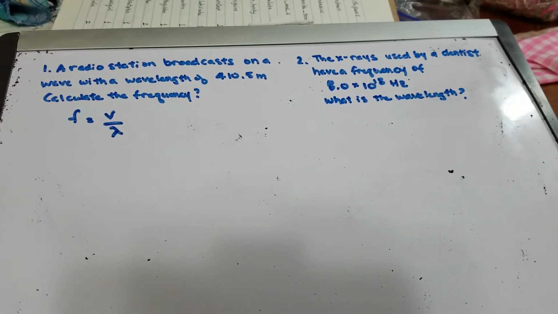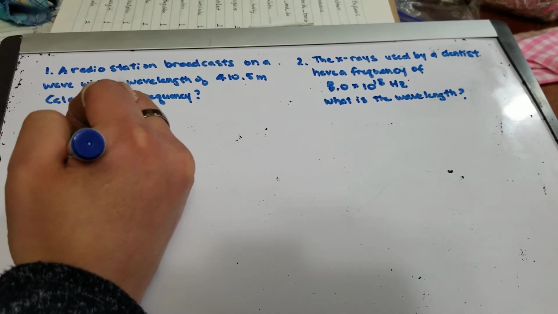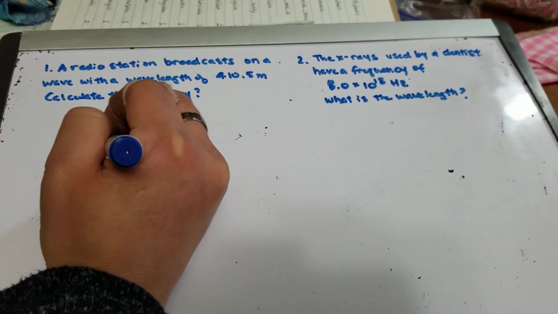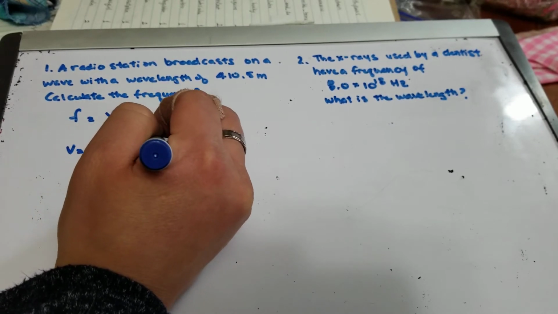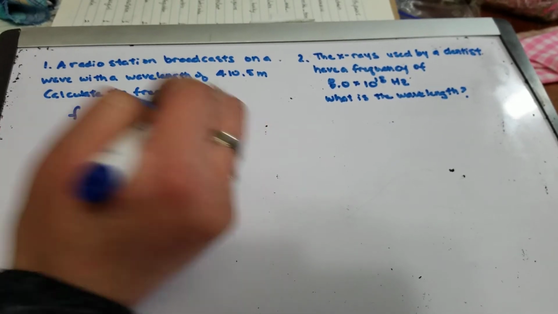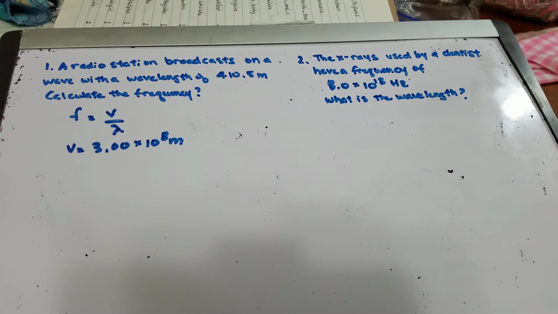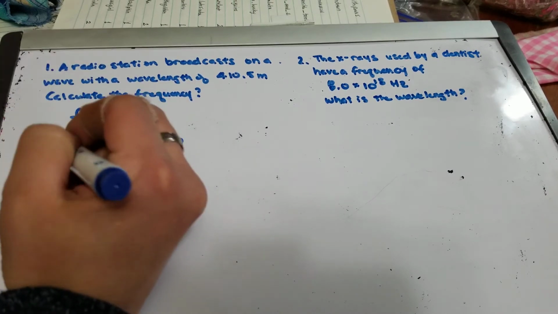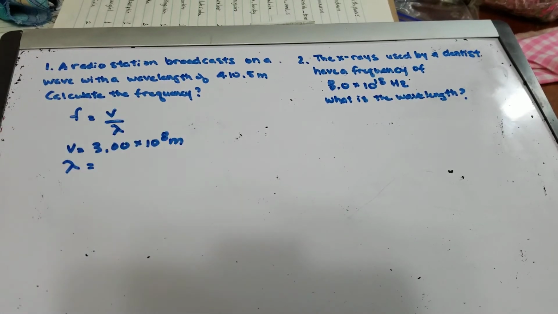Okay, so the formula we're going to use here is frequency is equal to V divided by lambda. Now V is your speed. This is the speed of light. So if you remember from the notes, the speed of light, V, is equal to 3.00 times 10 to the 8 meters per second. Your lambda, which is your wavelength, is equal to 410.5. You get that from the question.